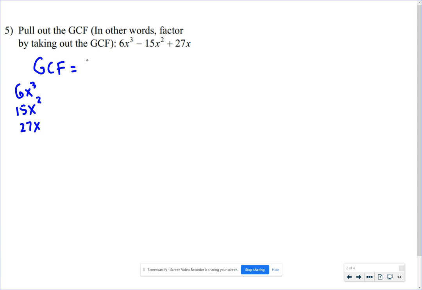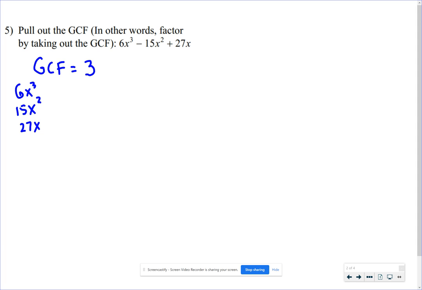6, 15, and 27, we're going to find out they're all divisible by 3, but nothing bigger. 6 is 2 times 3, 15 is 3 times 5. They have a 3 in common, nothing bigger. 27 is divisible by 3. So the GCF is 3. That's the first thing we have to figure out.